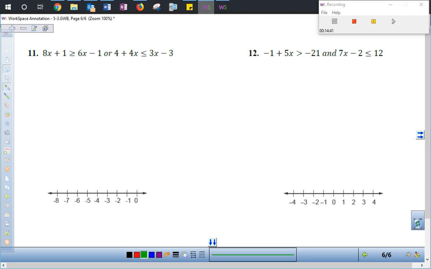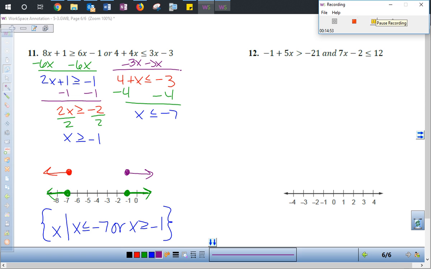On number 11, again, pause the video, try this on your own. Don't forget, you want all of the variables on the left side and all of the constants onto the right. Okay, so when you solve your first inequality, you should get x is greater than or equal to negative 1, which is a closed dot and an arrow going to the right. And our second inequality is x is less than or equal to negative 7, and that's a closed dot with an arrow going to the left. So since this is an or inequality, we bring them both straight down, and we have the set of all x's such that x is less than or equal to negative 7, or x is greater than or equal to negative 1.